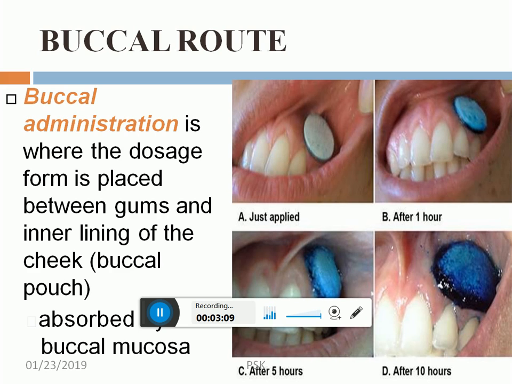Here the drug molecules are placed on the sublingual route, and then on the buccal cavity route, where the drug is absorbed by the buccal mucosa. See the slide. Once the drug is applied, what happens? See the color of the drug molecules. After 1 hour, the color has changed. After 5 hours, and then after 10 hours, the molecule is completely absorbed. This is how the drug molecule is absorbed.